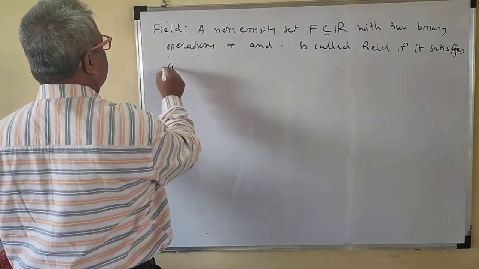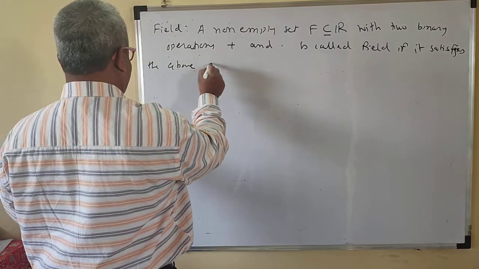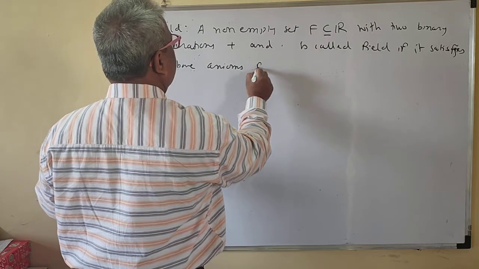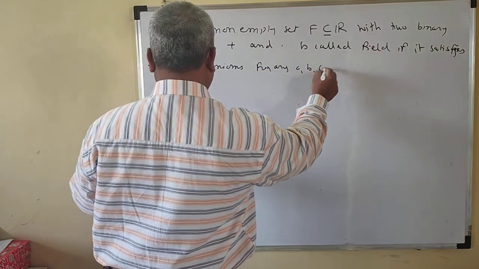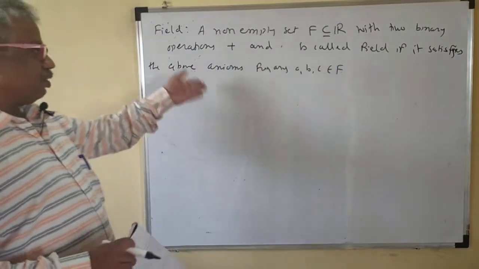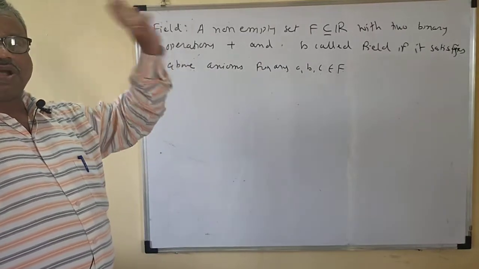the above axioms for any A, B, C belong to F. For any, instead of R, you have to write F now. If it satisfies all these 11 axioms, then that is called a field.